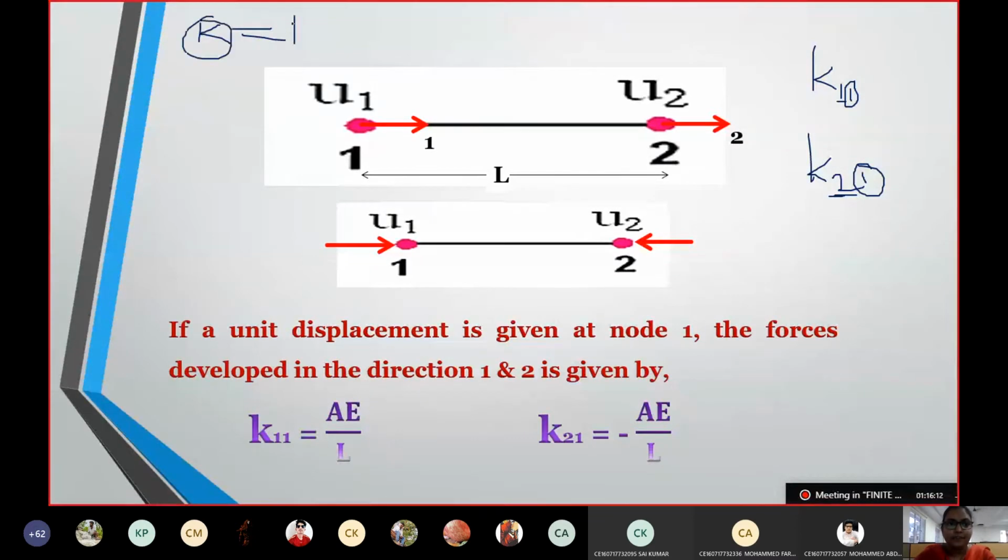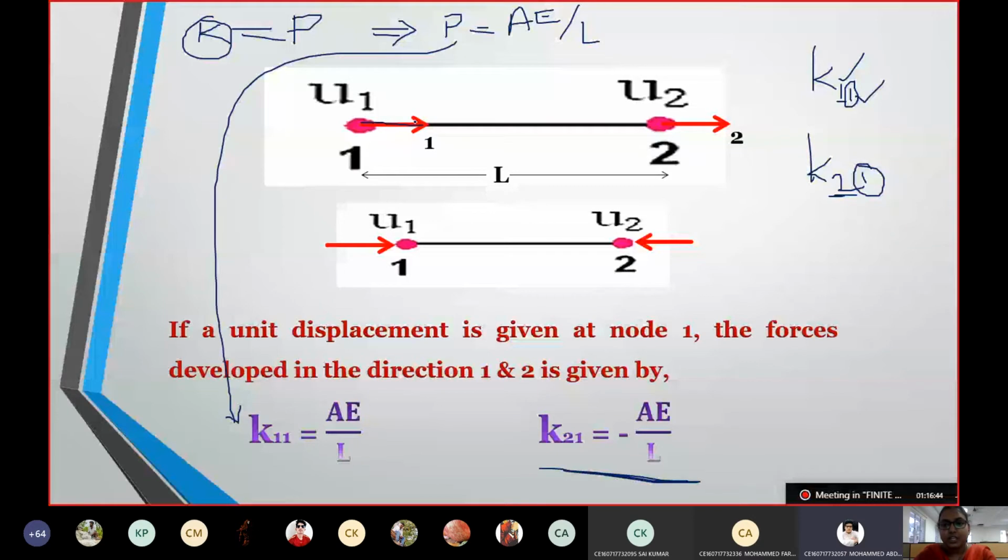So here K is our P, force. We saw what P is: P is equal to A by L. Now I am giving unit displacement at 1 and I want the force at 1, so I can directly give that as K11 equals A by L. Now when I come to K21, when I give unit displacement at coordinate 1, coordinate 2 also tends to move by a value of unity. Unit displacement is happening there.